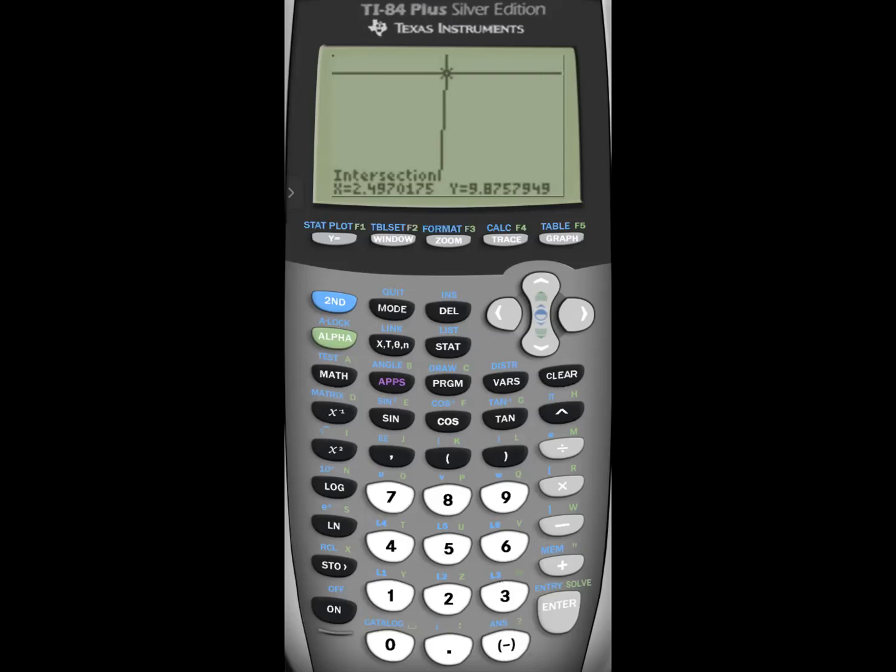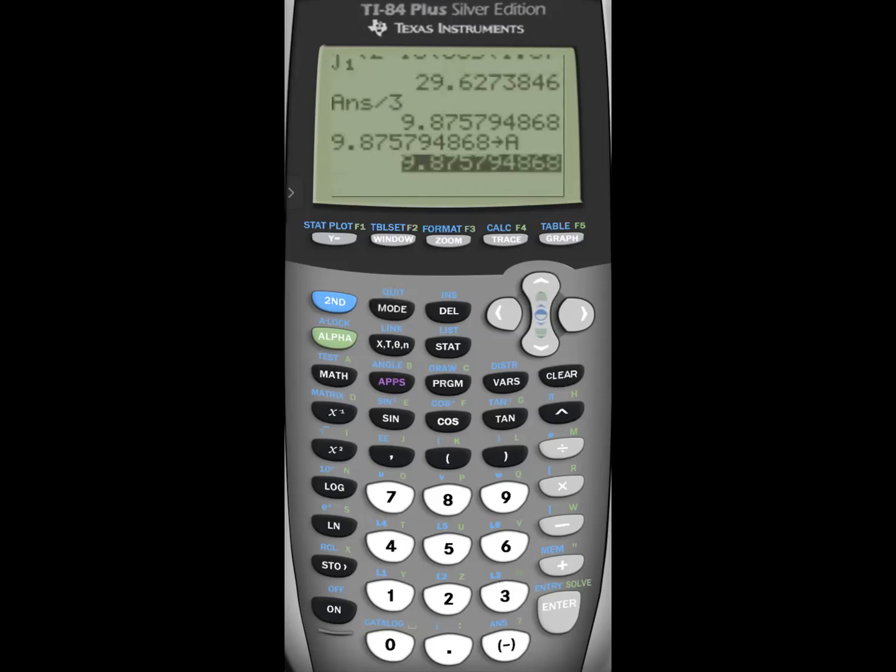Mine's really close, but it's a little different for me. I wonder why it's different. Let me see. Oh, maybe it's because of the round off. You ended up with 9.8, right? So I just used the whole number, 9.8757948868. Maybe that's why it might be a little bit different. Let's see.